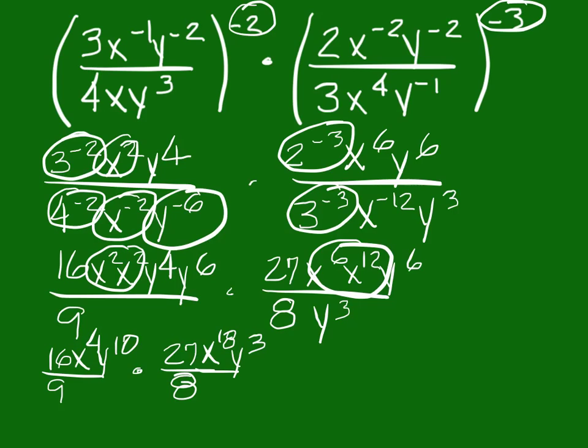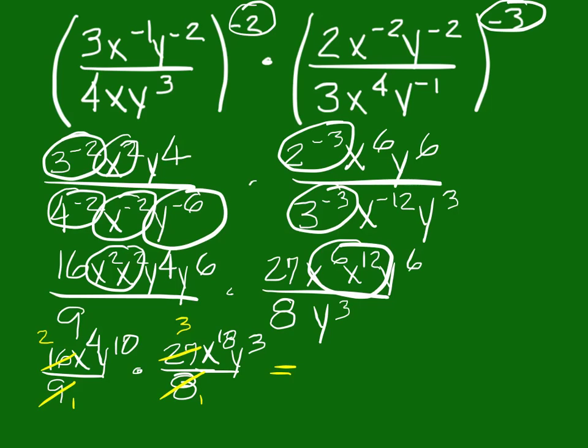Now cancel out where you can. I'll use a yellow marker. You have 8 here into itself once and into 16 twice. 9 into itself once, into 27 3 times. That'll help you out when you go to multiply.